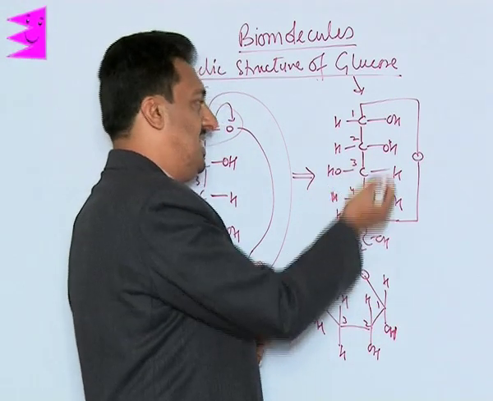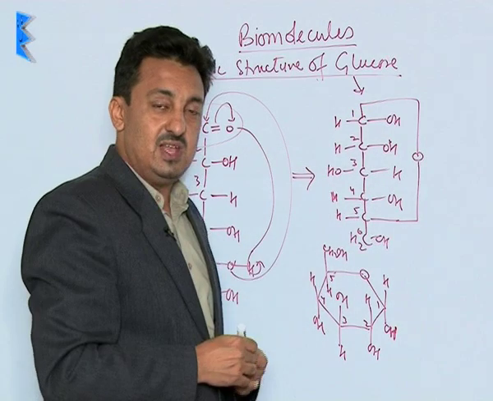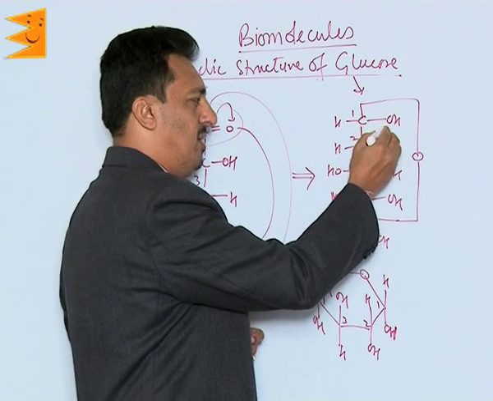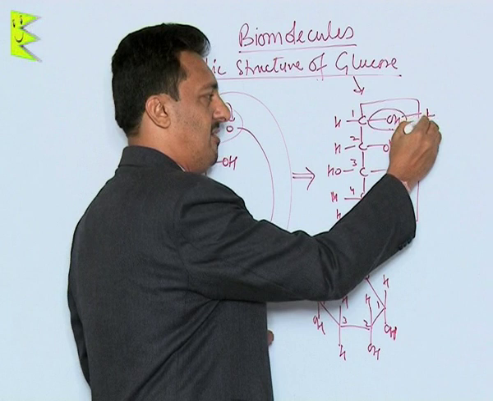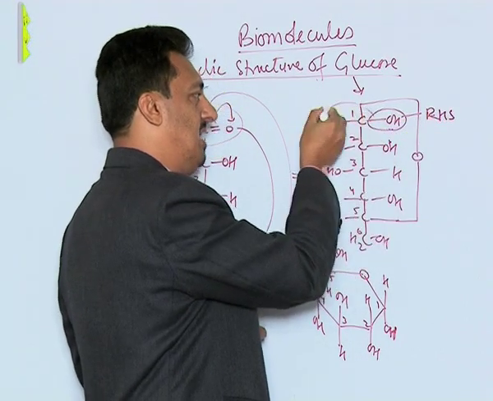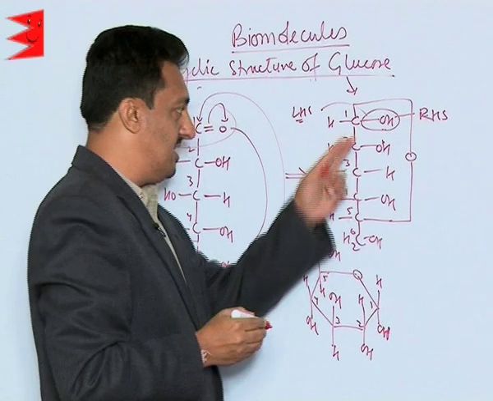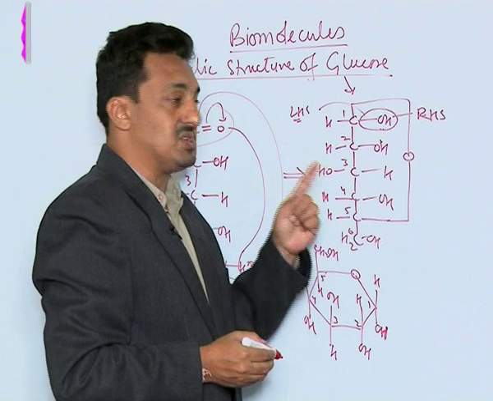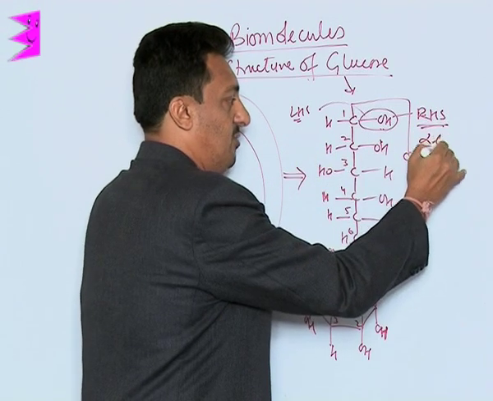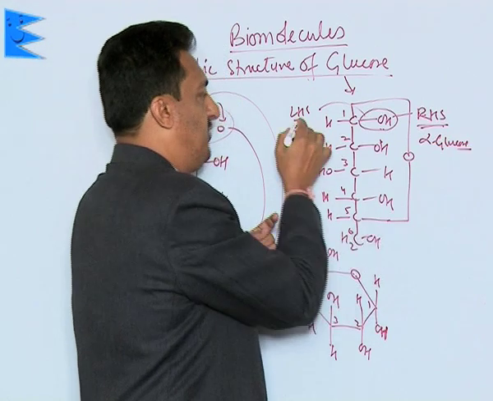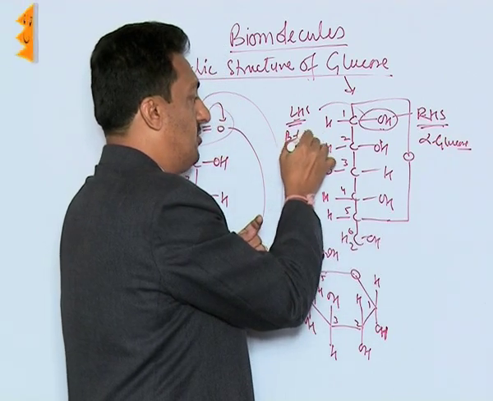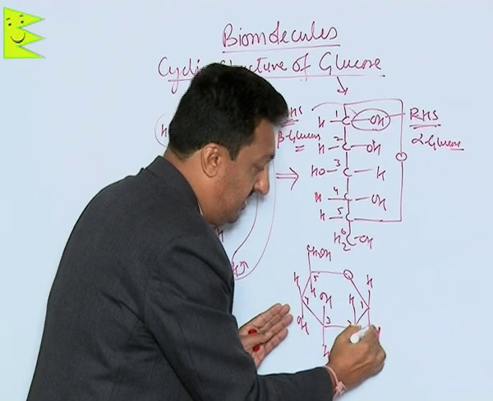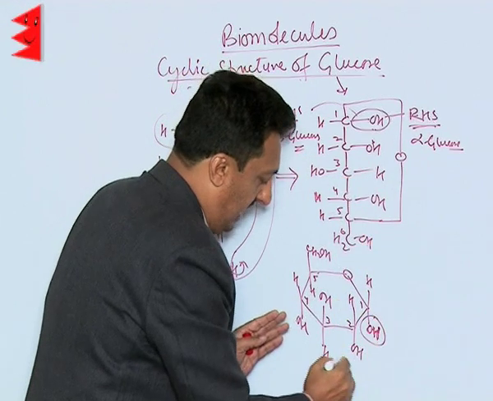Now the addition of the H on this first carbon atom, which converts the carbonyl group into an OH group, means the OH group on the first carbon atom can be present on the right hand side like this, or it can also be on the left hand side. When the OH group of the first carbon is on the right hand side, it's called alpha glucose, and if it is on the left hand side, it's called beta glucose. So when it is drawn in the cyclic form, if this OH is on the right hand side, it comes downward, and it's called alpha glucose.